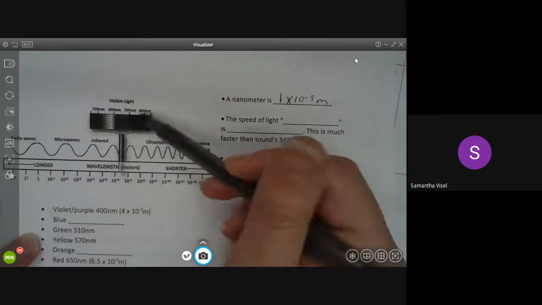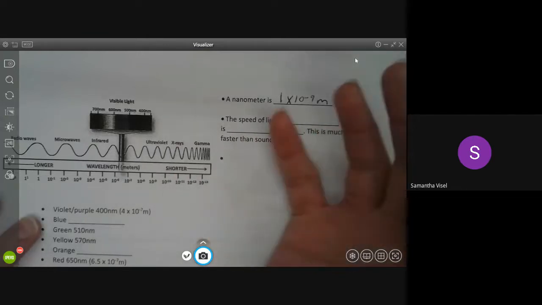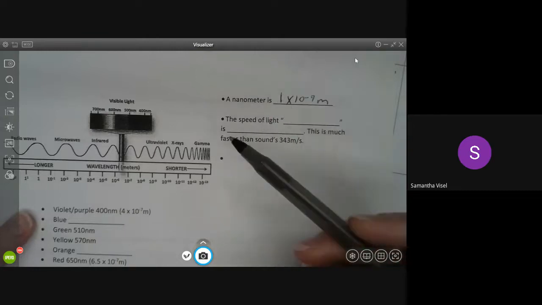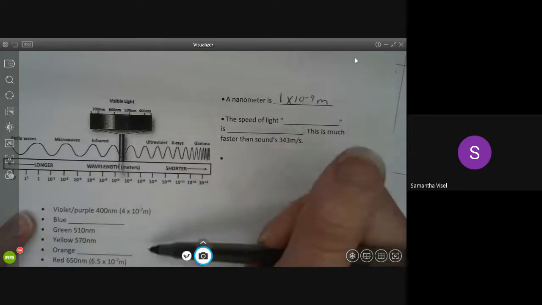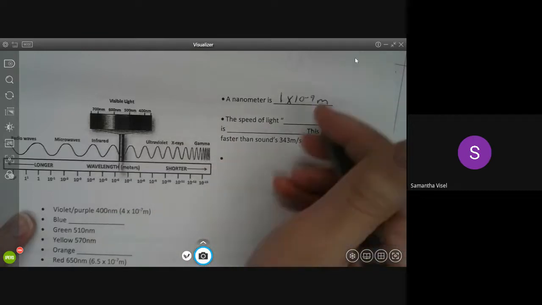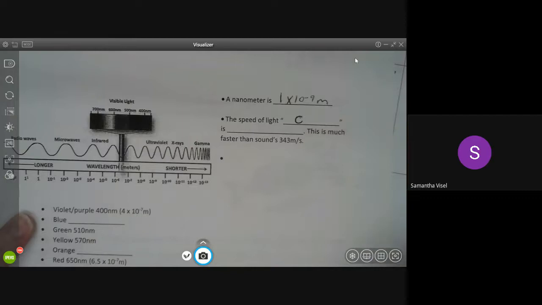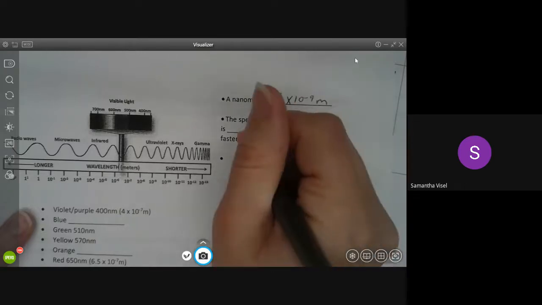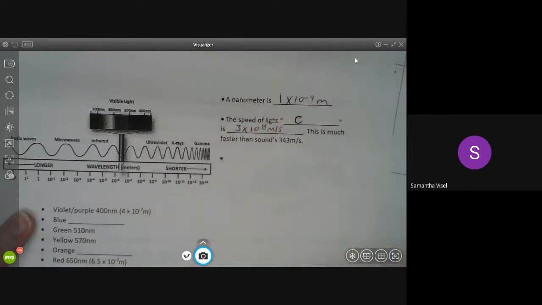Now, the speed of light that we can use to calculate different frequencies or wavelengths of light, and actually, since visible light is a form of radiation, all of these other forms of radiation do travel at the same pace. The speed of light, we use the letter C to represent it. It is a constant. And that value is 3 times 10 to the 8th meters per second.